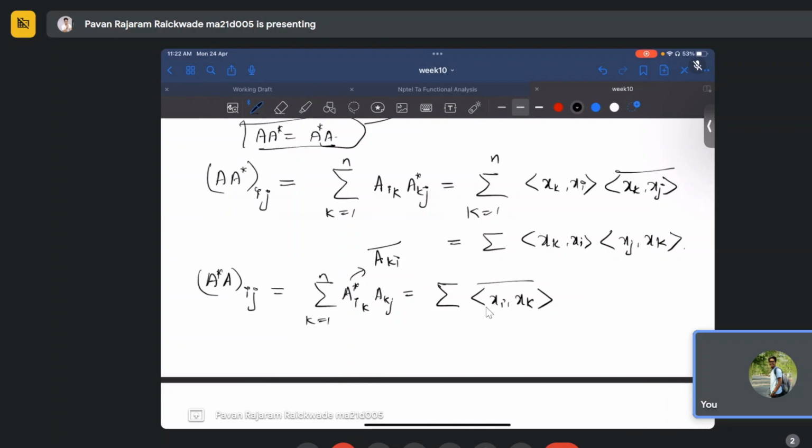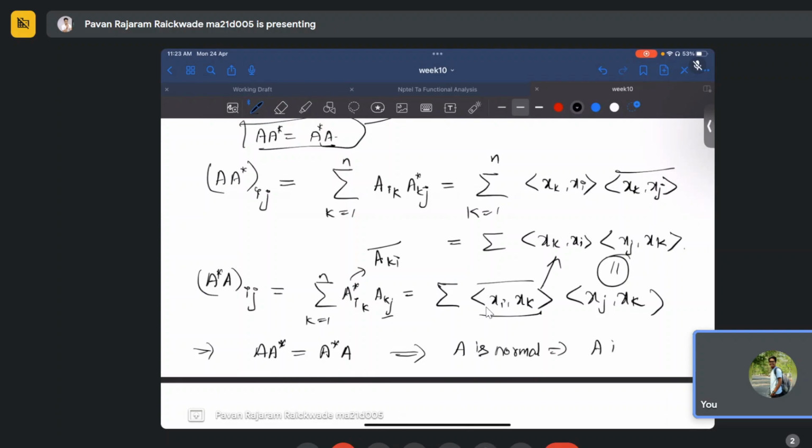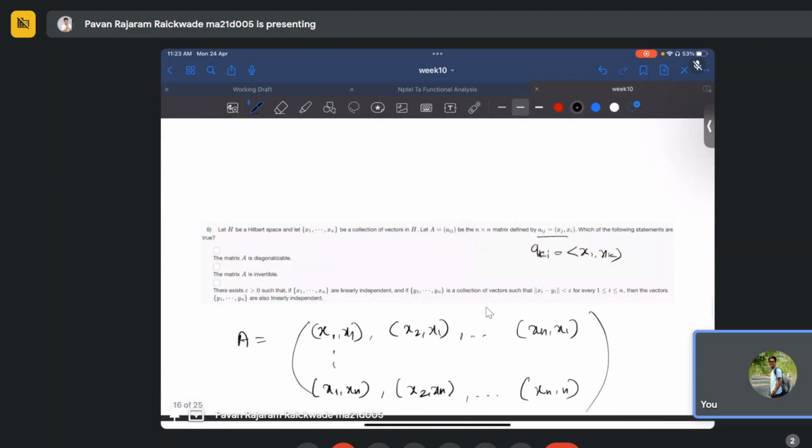Xi with xk bar. And then akj, which is the inner product of xj with xk. So this is the conjugate of xi xk, which is xk xi. So these two are the same. That means A star equals A star A. That means A is normal. That means A is diagonal. Okay, this solves the first option.